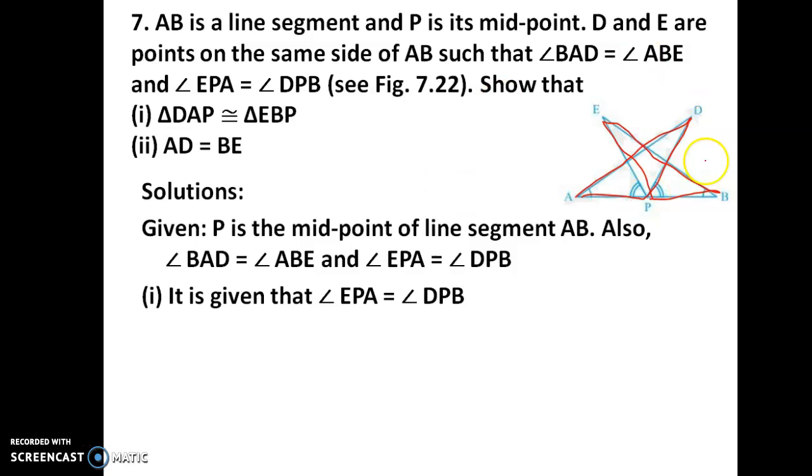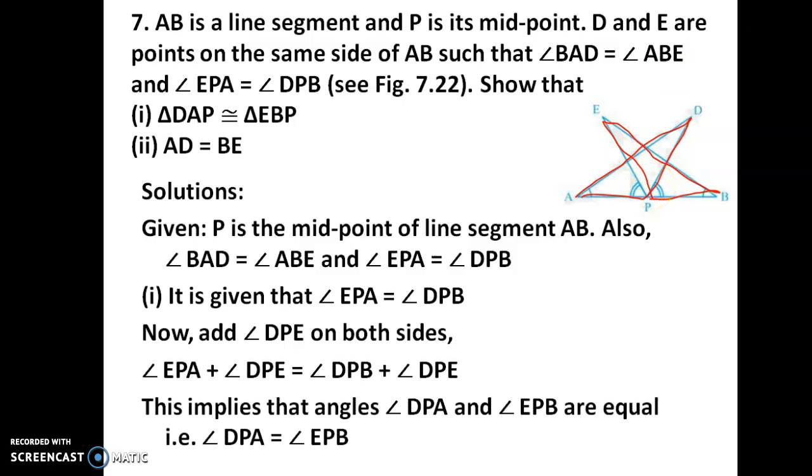We are going to take these two equal angles, then add angle DPE, the angle in between, on both sides. If you add it on both sides, this full angle APD is equal to this full angle EPB. So when we add it together, we get the full angles APD and EPB, and these two angles are equal.